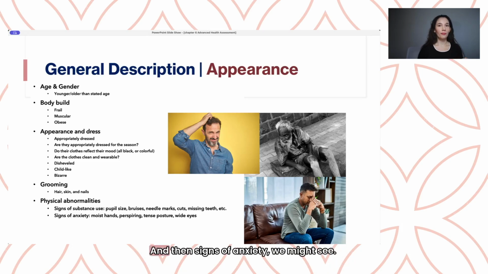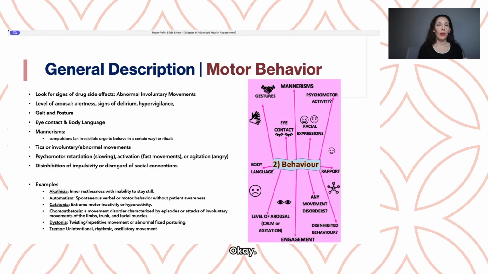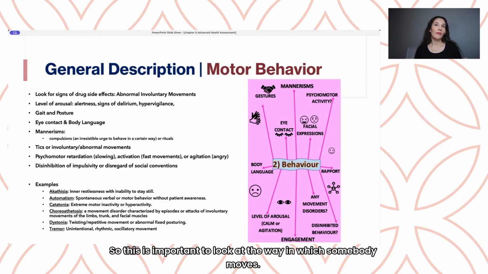And then signs of anxiety, we might see moist hands, perspiring, tense posture, wide eyes. We can also see some of these with withdrawal as well. So, thinking about that. Okay. Then we're looking at motor behavior. So this is important to look at, the way in which somebody moves.